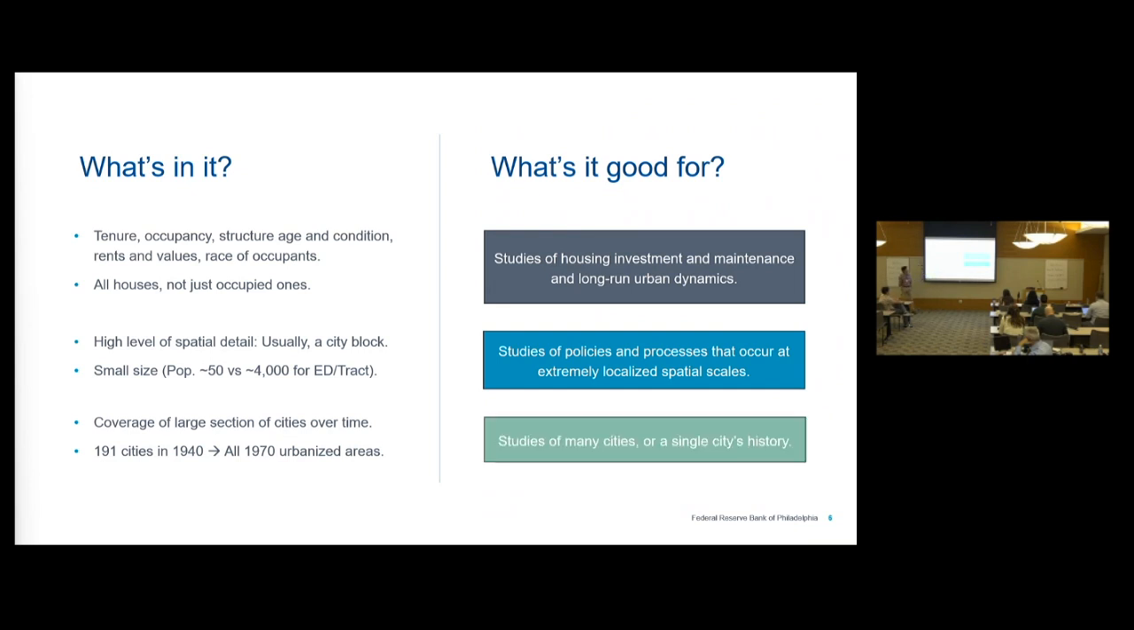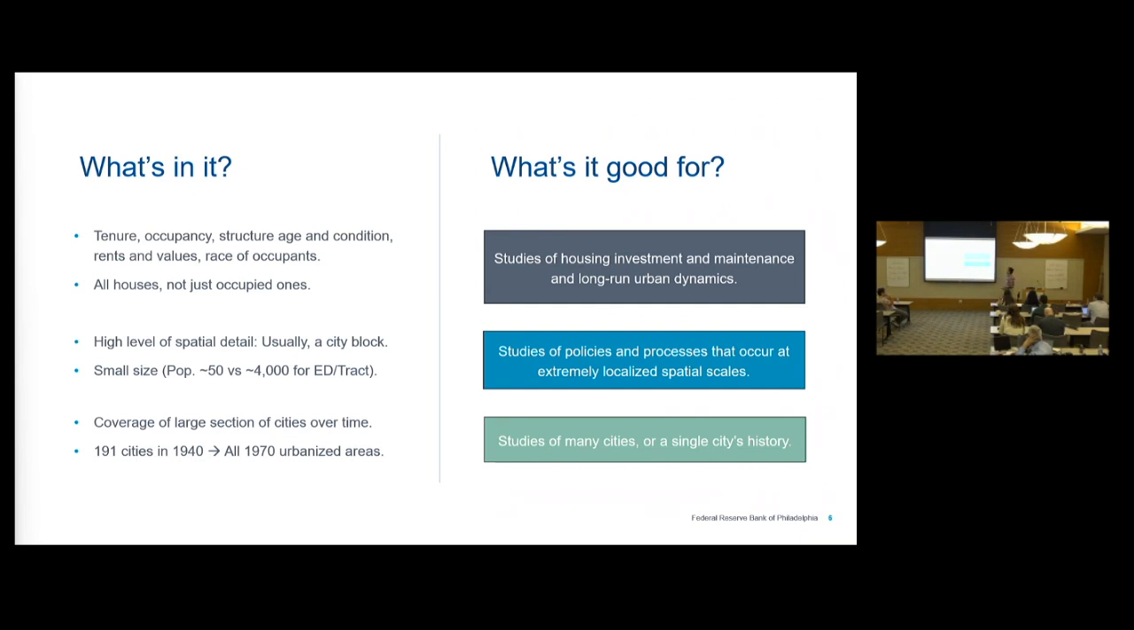Okay. And so I think the real potential here is in the potential panel structure of the data. You can observe a lot of neighborhoods and a lot of cities over many years, over many decades. That said, you can also go in depth into one city's history.